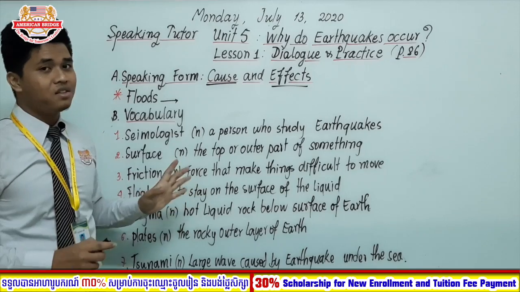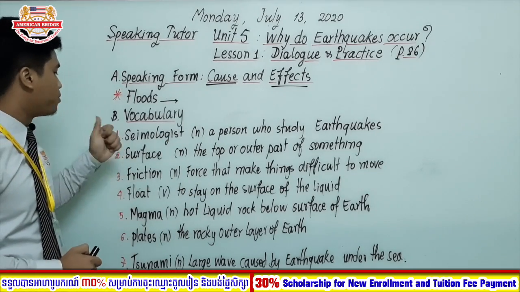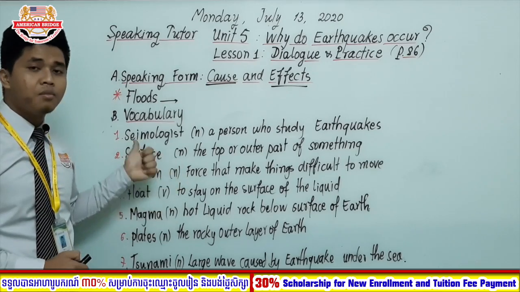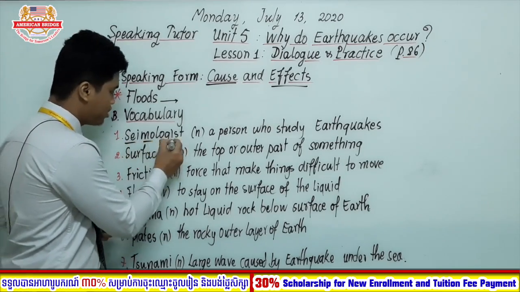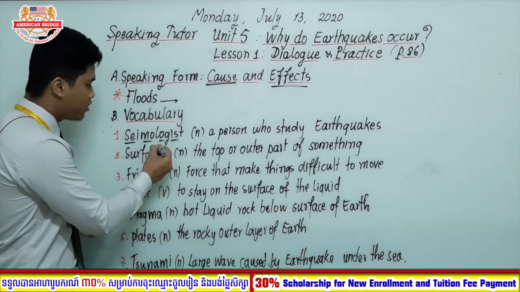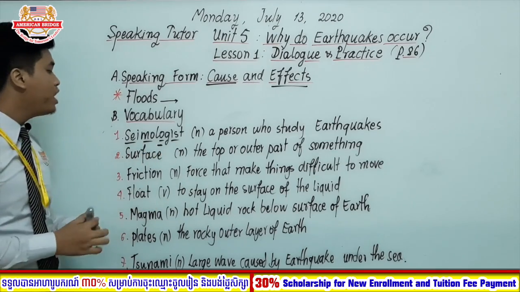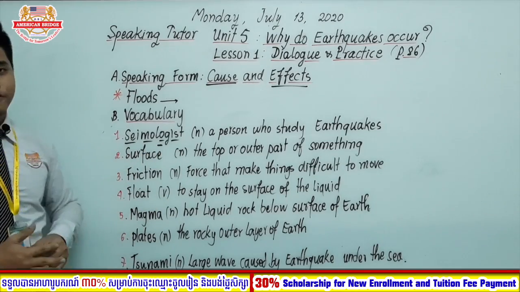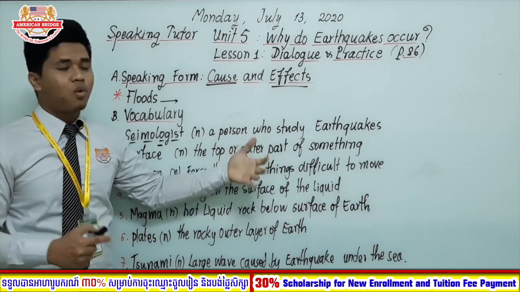So let's look at this vocabulary all together. So the first word is seismologist. Seismologist. Okay? Seismologist. So there are 4 syllables and the stress is on the third one. Seismologist. And the meaning of this word refers to a person who studies earthquakes.